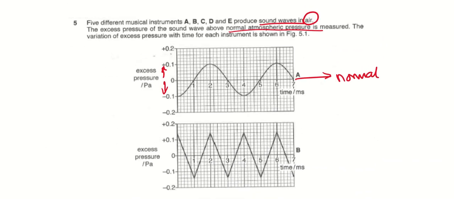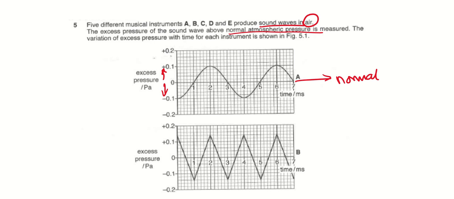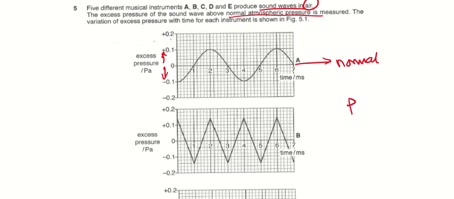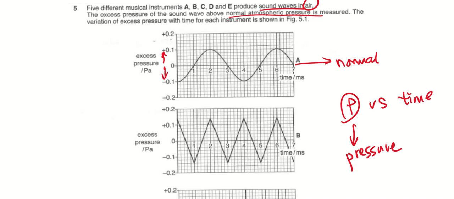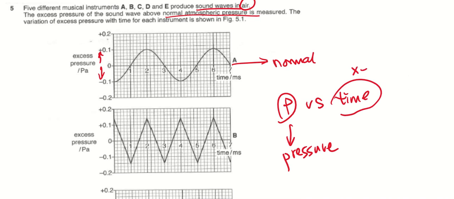Okay, so what do you notice? What kind of graph is this? DD or DT? Or PD or PT? PT, right, is pressure versus time. So what can we get from the y-axis? The amount of pressure, correct? What can we get from the x-axis then? We can get time, which is also the period, right? What is period? Time taken to complete one wave.